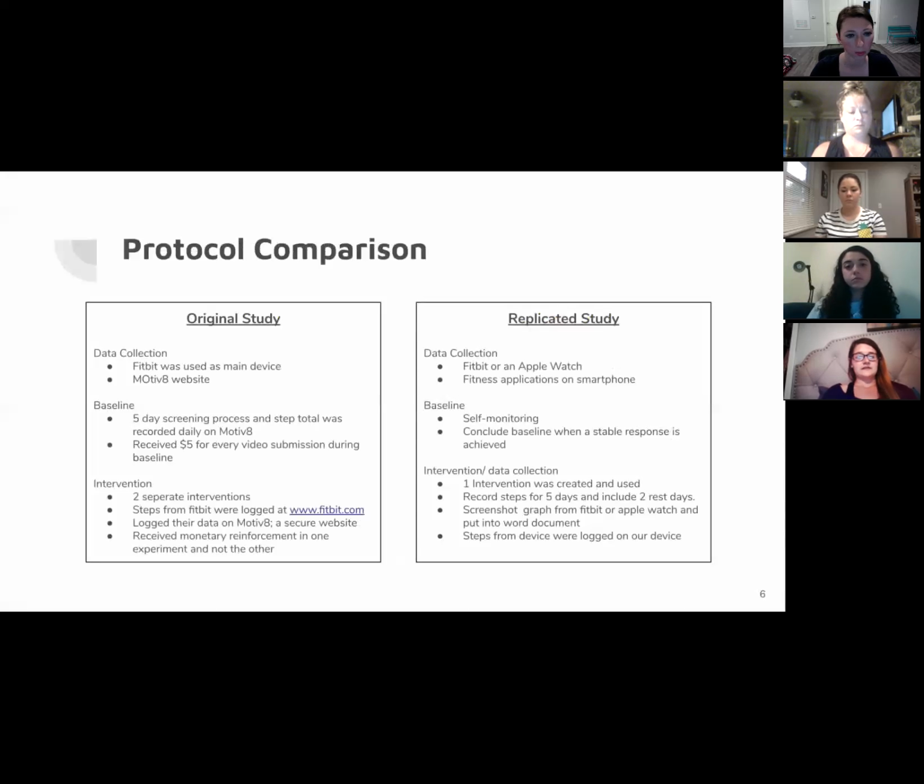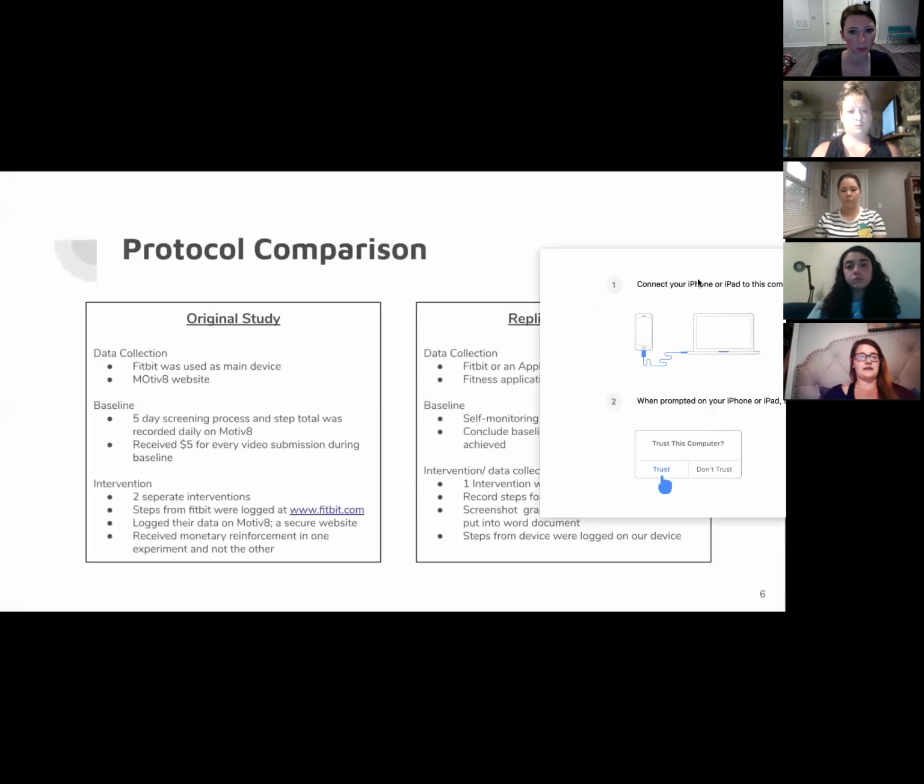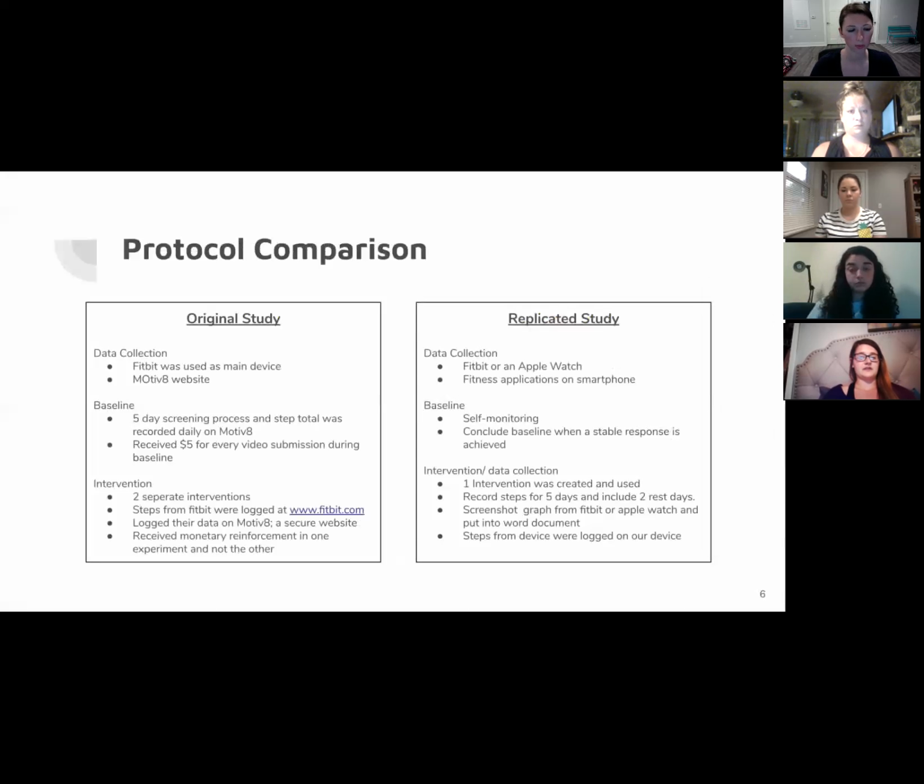The original study's baseline was collected within a 5-day screening window, and the data was recorded on the Motiv8 app. For every video submission of the results, they received $5, which would be motivating in itself. While that is an awesome incentive, it wasn't exactly doable for this project since we were all located in different areas. So for the replicated study, we decided to use a self-monitoring system, and then we moved to the next phase if there was a stable response.